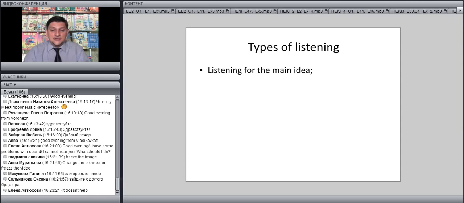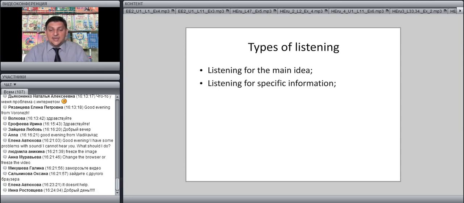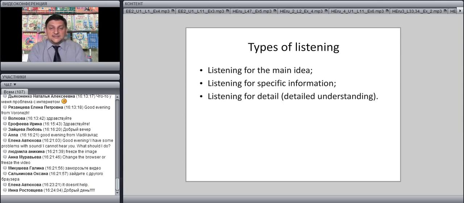These types of listening include listening for the main idea, listening for specific information, and listening for detail or listening for detailed understanding. In fact, if you look at typical life situations, you will see that every time we employ different types of listening. So let's play a bit with it. Tell me, please, if you are listening to a weather forecast on the radio, what type of listening would that most likely be?